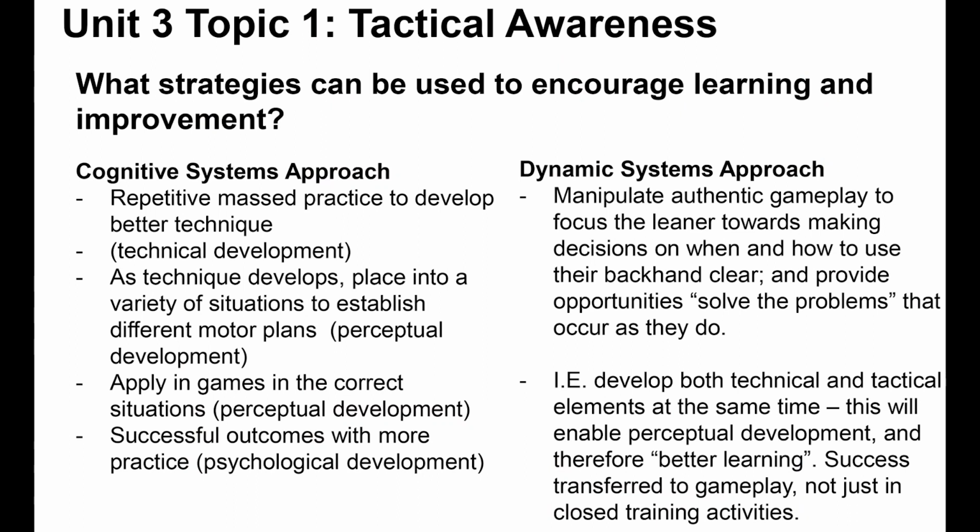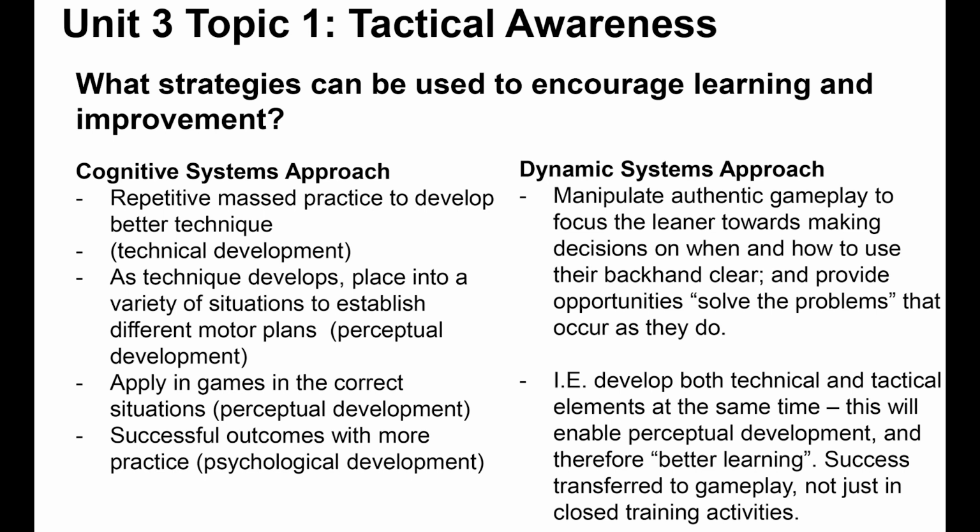We look at the two models that are in the syllabus. If I was to apply a cognitive systems approach to improving that error, what I might do is just automatically go, I'm really bad at my backhand, I'm just going to do some practice. I'm going to sit here for a lesson, and you teach your kids like that. You know, you're bad at your backhand, go over there with 100 shuttles and just bang, bang.